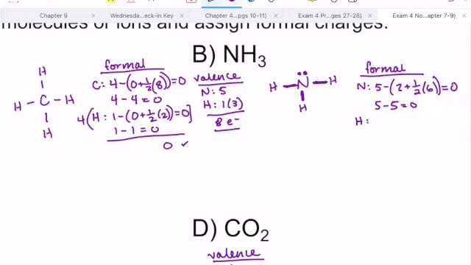How many valence electrons does hydrogen have, Izzy? 1. And how many are non-bonding? 0. And how many are in the bond? 2. Okay, so that's the 0. Our shortcut is a lot quicker. One thing touching it. Then we have to multiply this by 3, and it works out to 0. So we're happy campers. Well done.